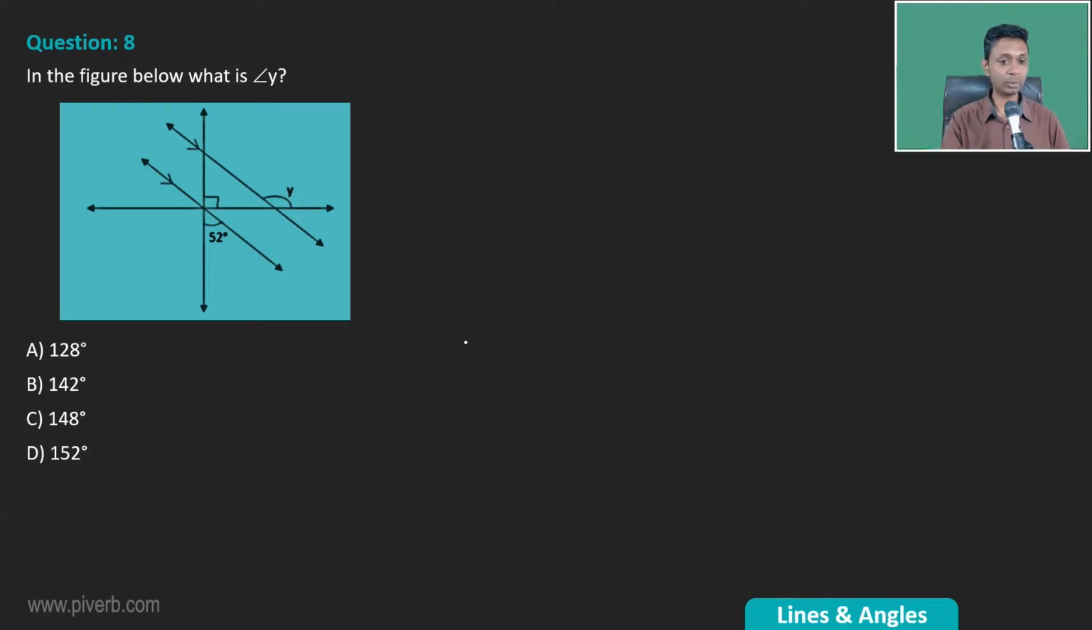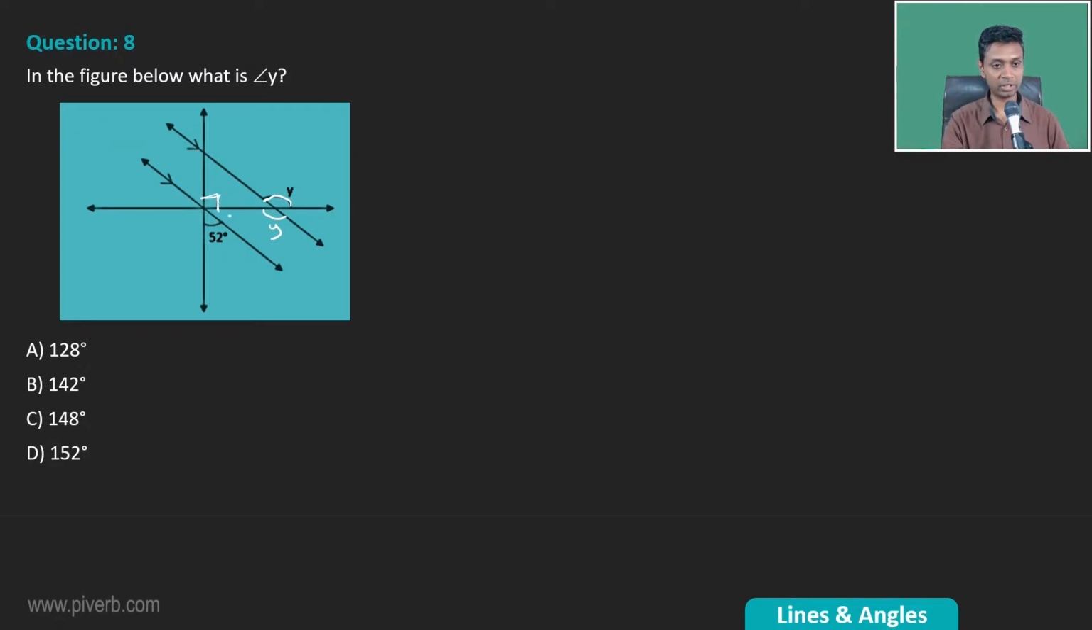Another beautiful question. We're going to take some time and solve this also. These two lines are parallel. We need to find angle y. This angle is y. This angle would also be y. Now, these two lines are perpendicular to each other.